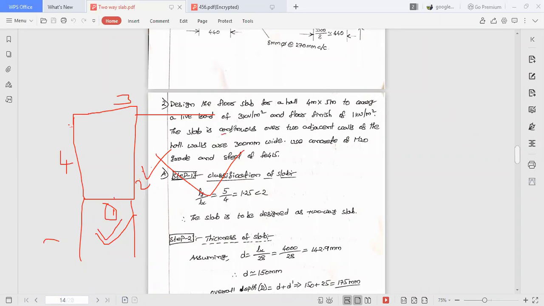The main concept is the two adjacent edges are continuous. That is what they have given. Another meaning of it is two adjacent edges are discontinuous. Let us check the case.